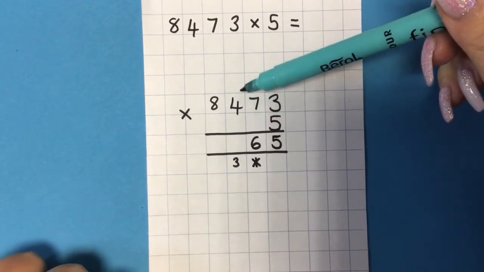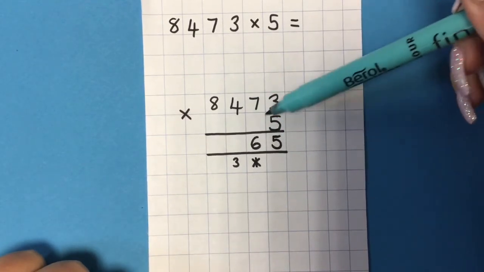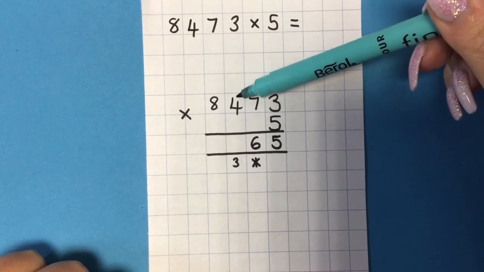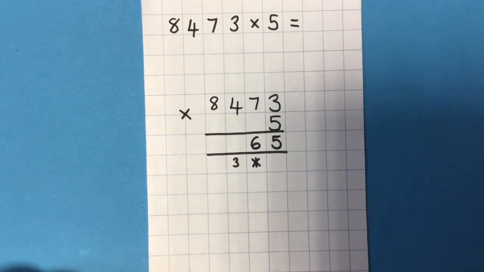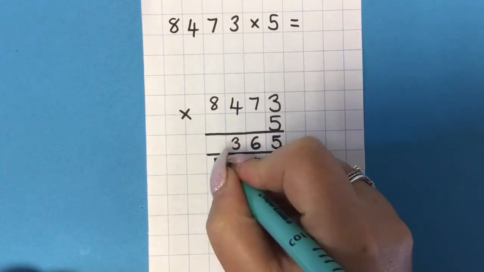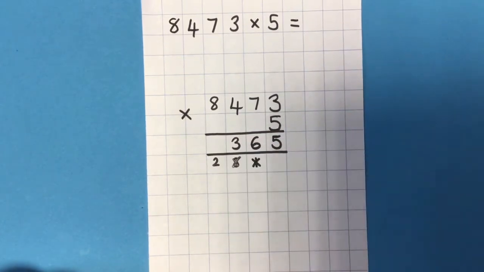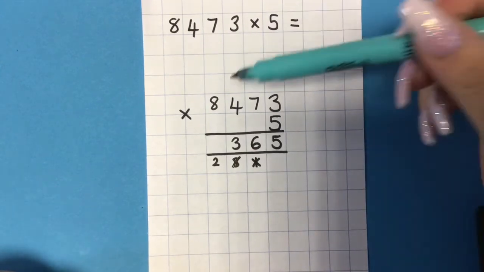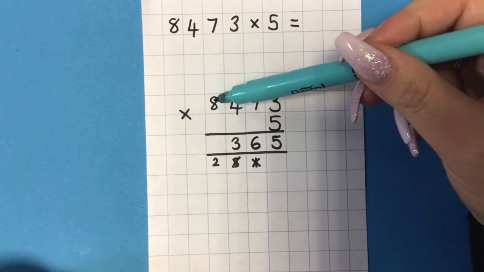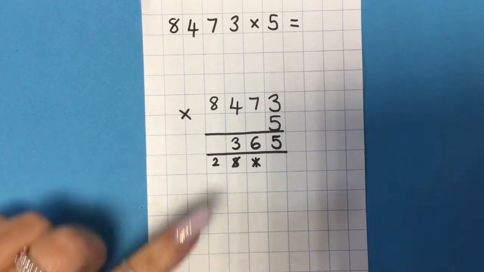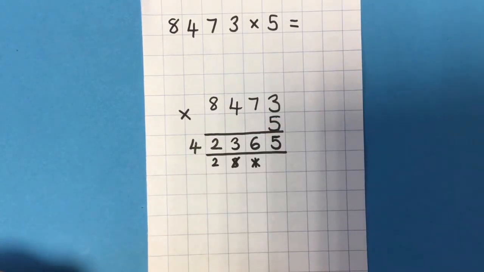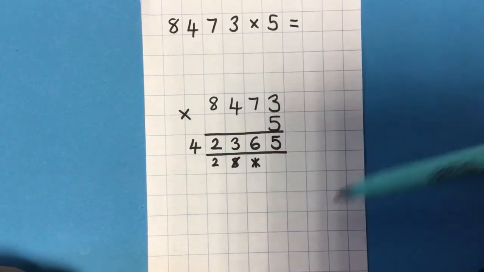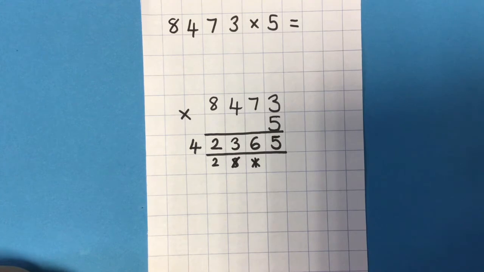So again, we're going to multiply the 1 that we are multiplying by, and this time we're going to multiply by the hundreds. So we are doing 4 times 5, which is 20. Add the 3, which is 23. Okay, we're getting there now. So now we're doing the thousands. So 8 times 5 is 40. Add the 2 is 42. So our answer is 42,365.